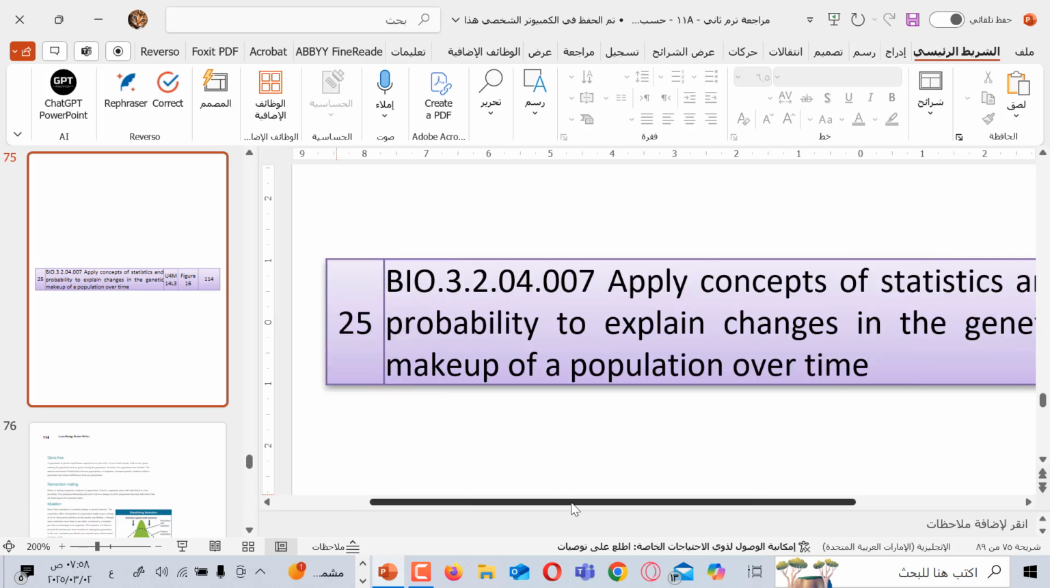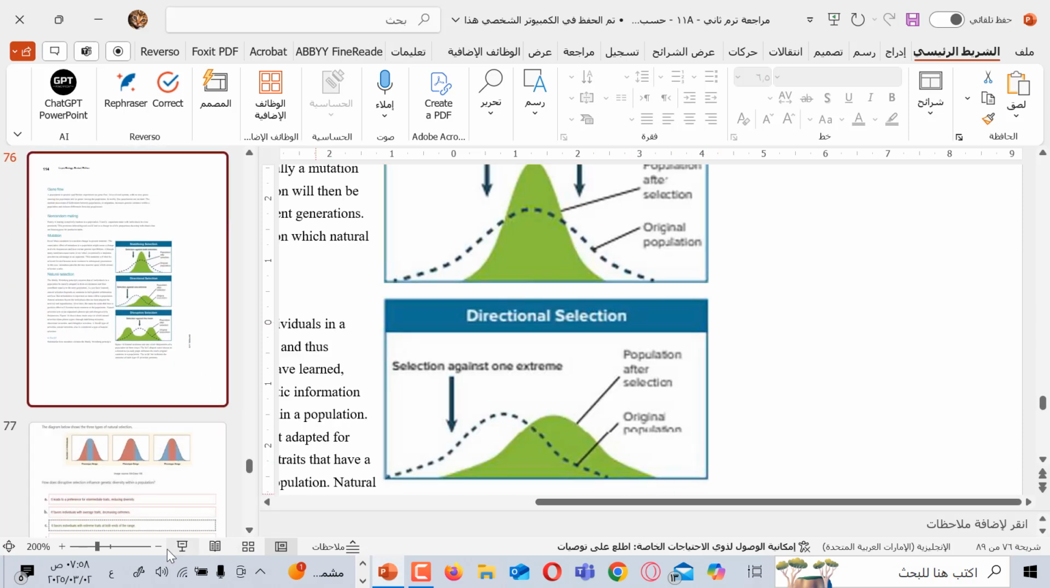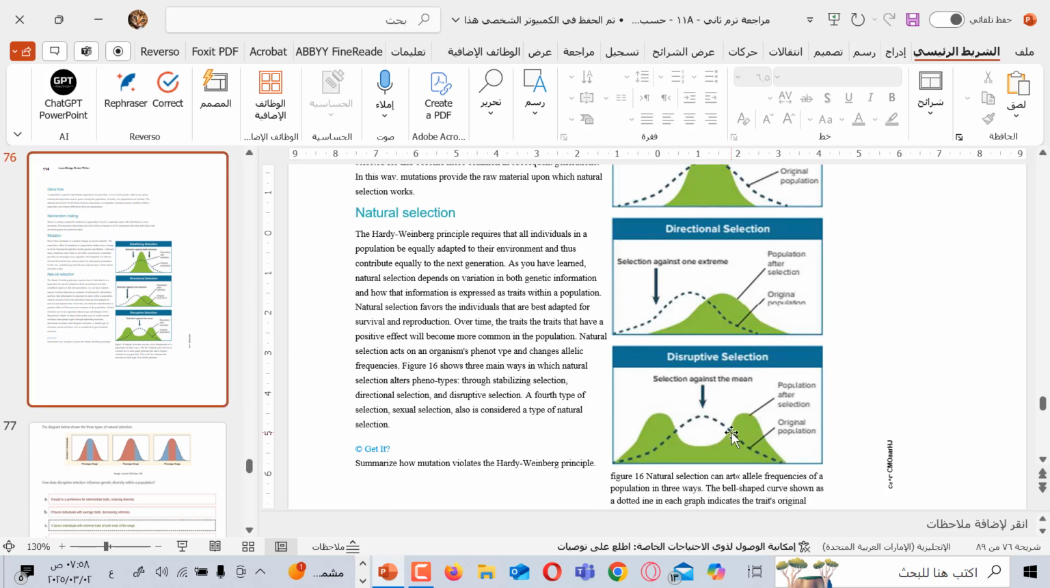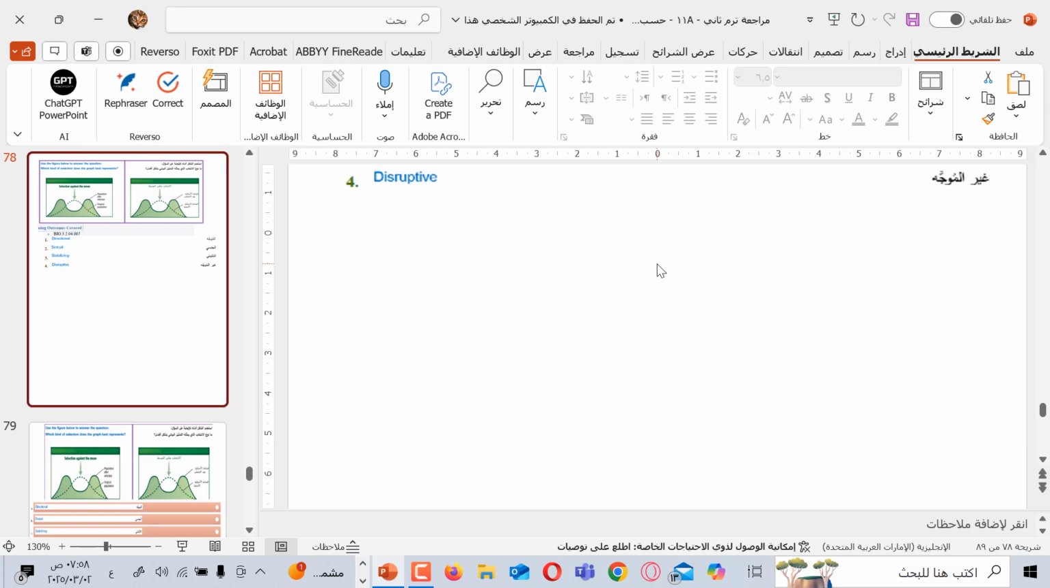Question number 25, page 114 and figure 16. This is the page, and this is the figure. You have three kinds of natural selection: stabilizing natural selection, directional natural selection, and disruptive natural selection. You must know the difference between the three. Read this page well. This is a question on it.